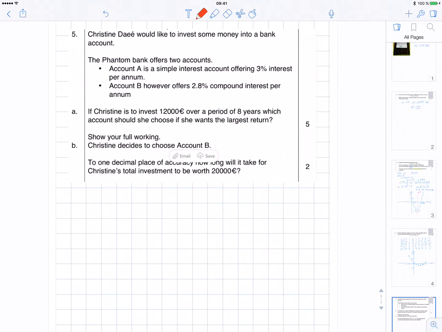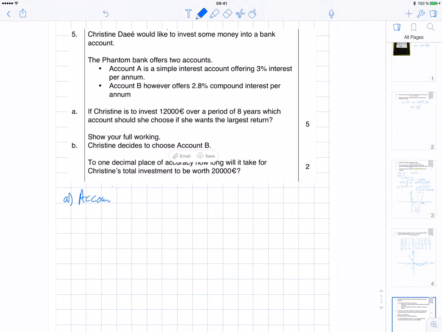Now on to question 5. Christine Daye would like to invest some money into a bank account. The Phantom Bank offers 2 accounts. Account A is a simple interest account offering 3% interest per annum. Account B, however, offers 2.8% compound interest per annum. If Christine is to invest €12,000 over a period of 8 years, which account should she choose if she wants the largest return? So let's have a look at account A first.